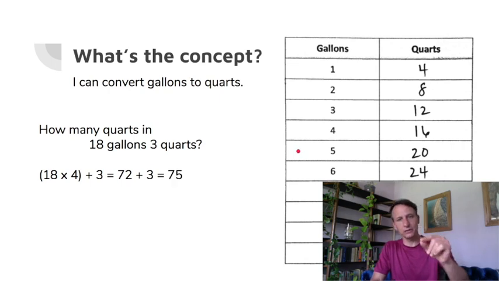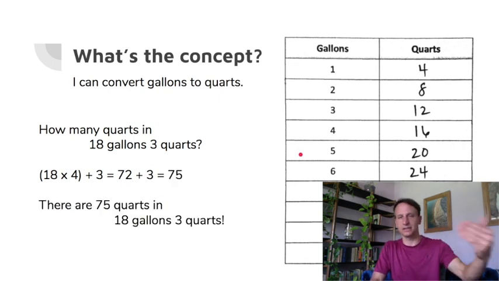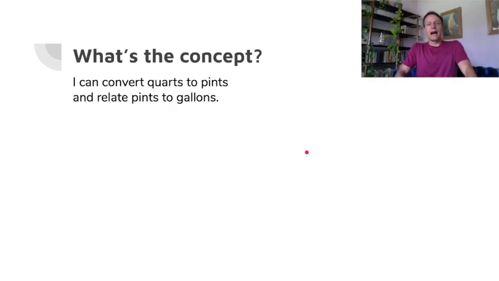So 18 gallons, 3 quarts is 75 quarts. Got it. All right. Now, that was kind of still the easier part. We're going to convert quarts to pints and relate pints to gallons.